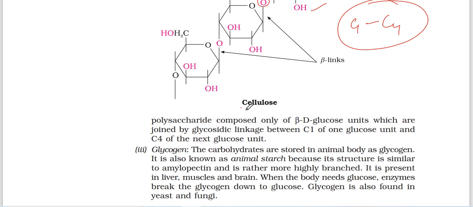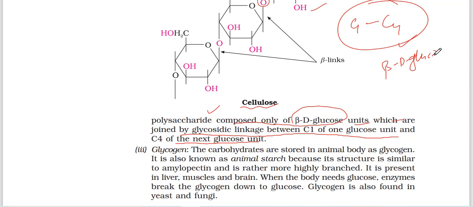See, this cellulose is a polysaccharide. It is composed only of beta D glucose units, which are joined by glycosidic linkage between C1 of one glucose unit and C4 of the next glucose unit. C1, C4 is there. Here the important point is only beta D glucose. Okay, this is the point here.